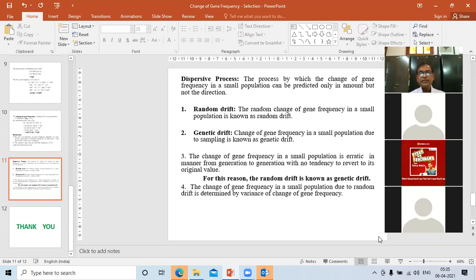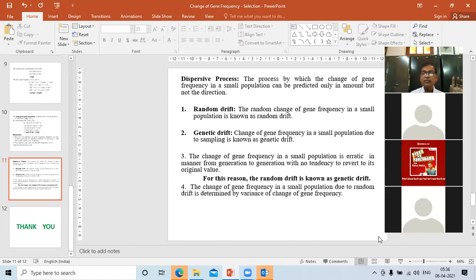And genetic drift: the change of gene frequency in a small population that takes place due to sampling is known as genetic drift. The change of gene frequency in a small population is erratic in manner from generation to generation with no tendency to revert to its original value. What does it mean?